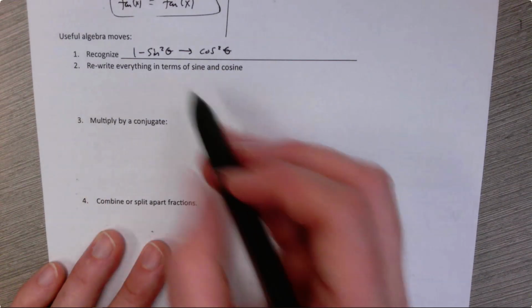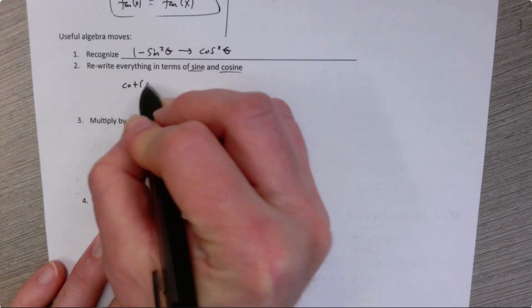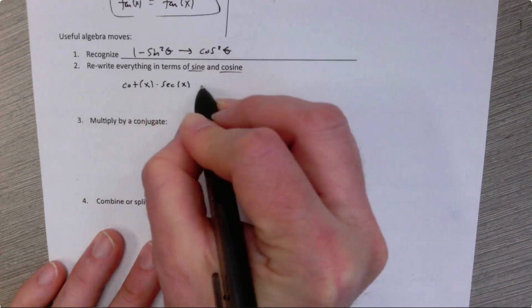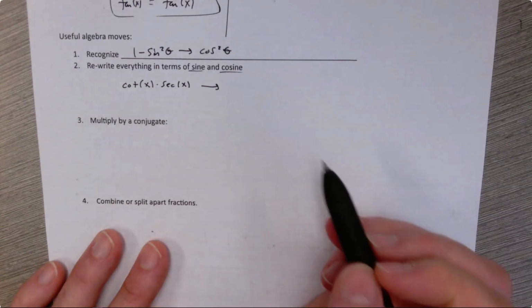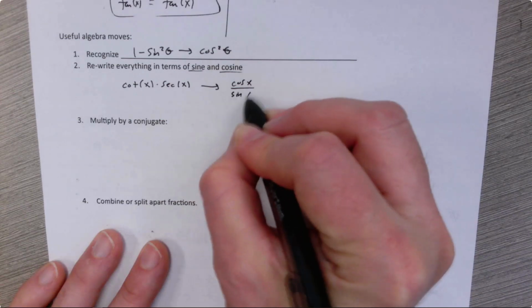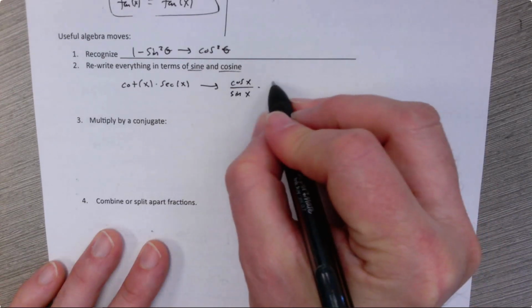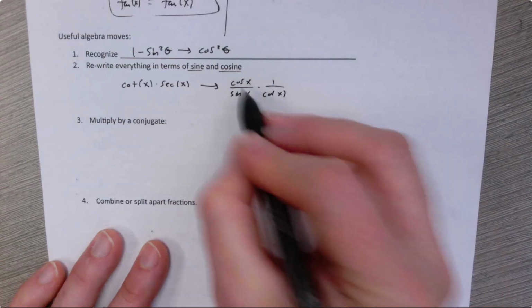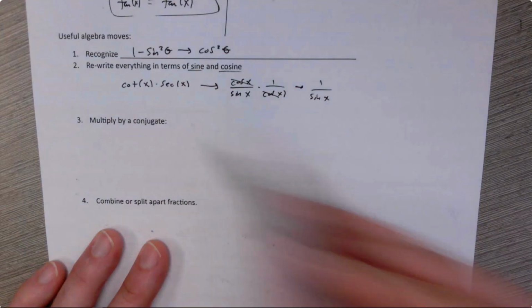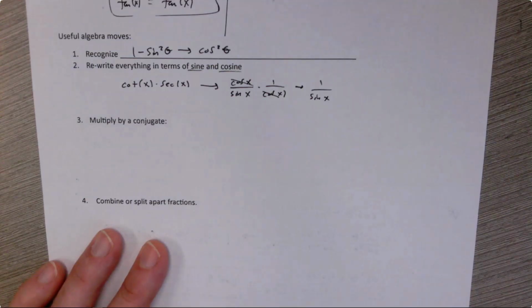Another helpful move is rewriting everything in terms of sine and cosine. So if you've got cotangent times secant, for example, and you need to figure out how to manipulate those, cotangent you could rewrite as cosine over sine, secant you could rewrite as 1 over cosine, and now you see that things are starting to divide already. So that's oftentimes a helpful thing you could do.